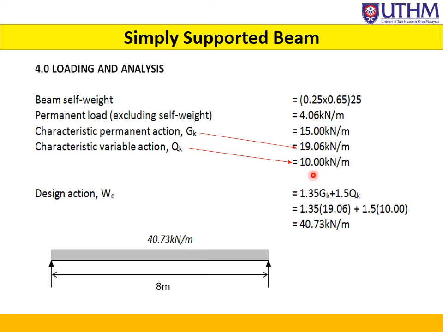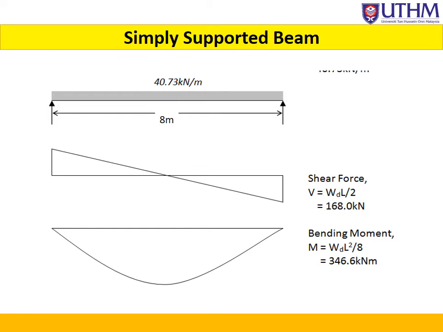Qk is also given as 10 kN per meter. For the design action Wd, we use 1.35 Gk plus 1.5 Qk. Therefore, we get 40.73 kN per meter for our beam. We draw the shear force and bending moment diagrams and obtain the maximum shear and maximum bending moment. In here, our maximum shear force is 168 and our bending moment is 346.6 kNm.